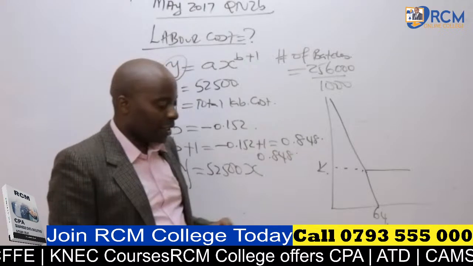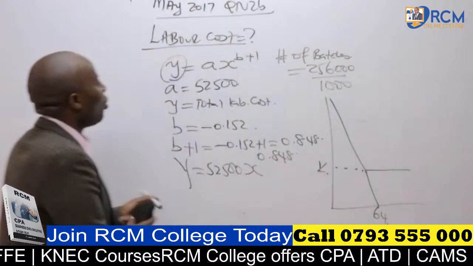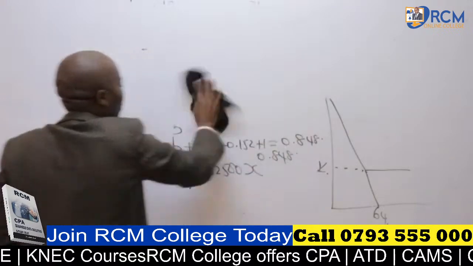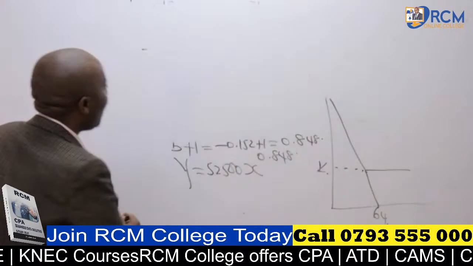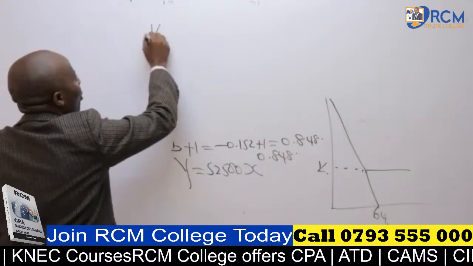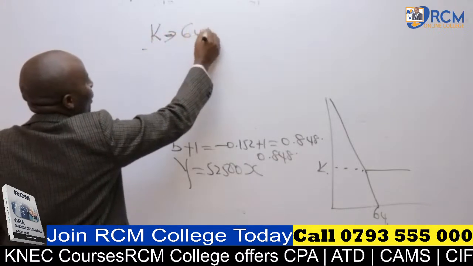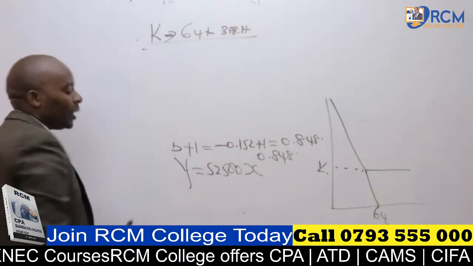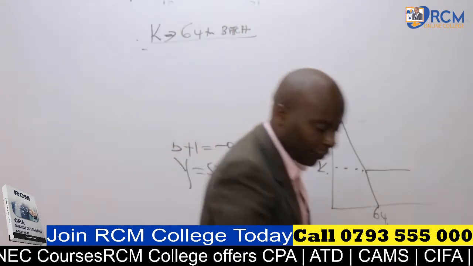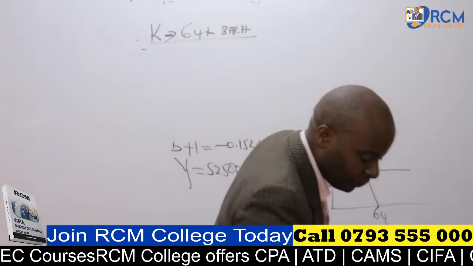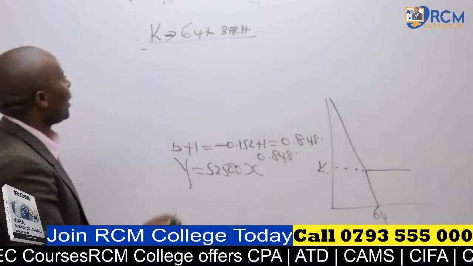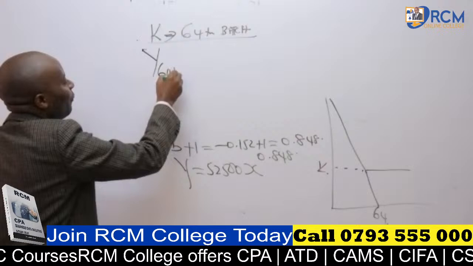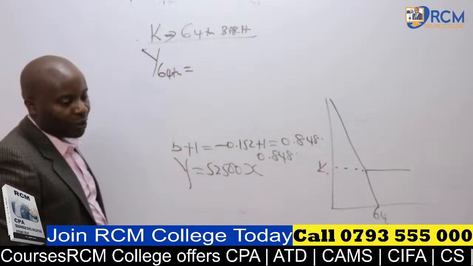The first thing that we need to do is to look for K. So how do we get K? We have our formula. What we need to know is that K is premised on the 64th batch. So if that is the case, give us Y of the 64th batch. So how do we do this?